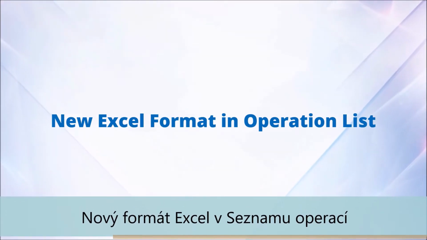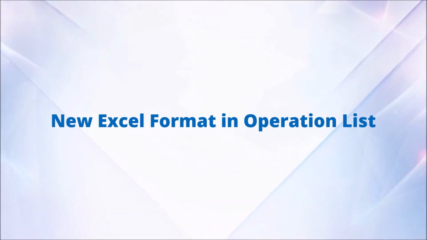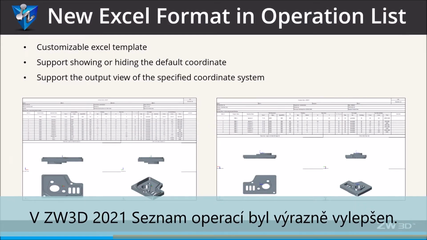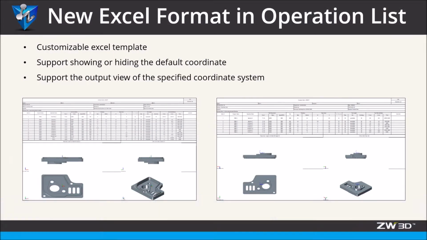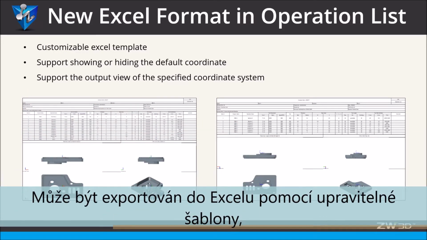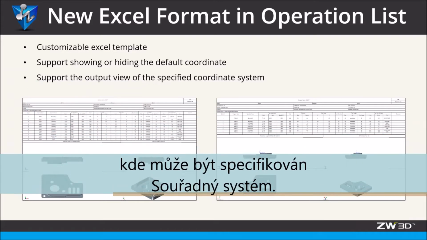New Excel format in operation list. In ZW3D 2021, the operation list function has been remarkably upgraded. It can be exported to Excel with a customizable template, where the coordinate system can be specified.